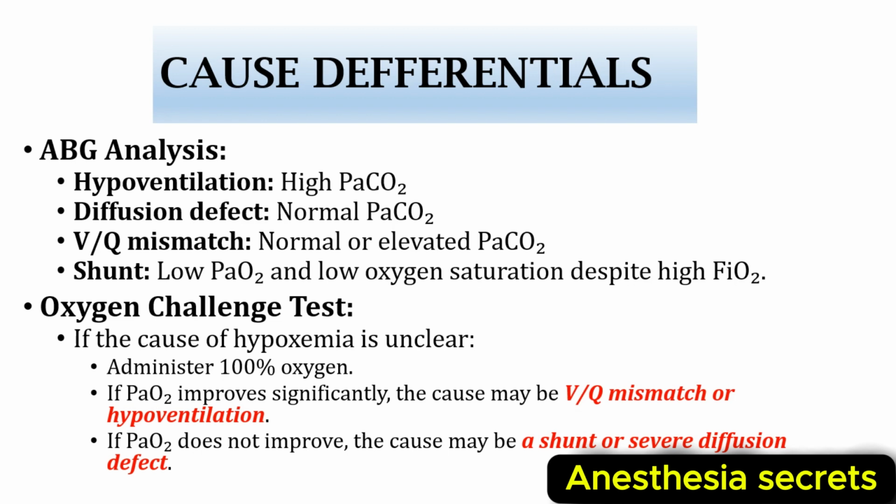You will give oxygen to the patient when the real cause of hypoxemia is unclear. When you administer 100% oxygen and the partial pressure of oxygen in the blood improves significantly, this will show you that the cause may be V/Q mismatch or hypoventilation. But if you administer 100% oxygen and the partial pressure of oxygen does not improve, the cause may be shunt or severe diffusion defect.